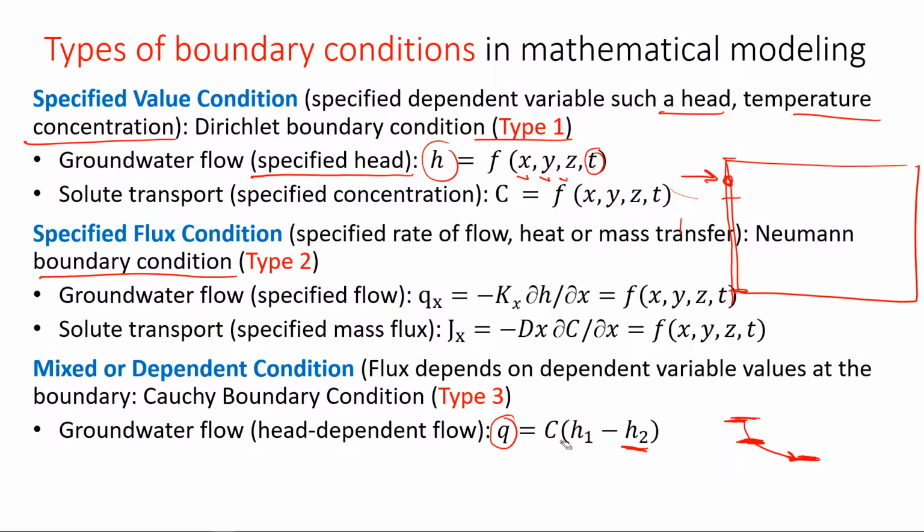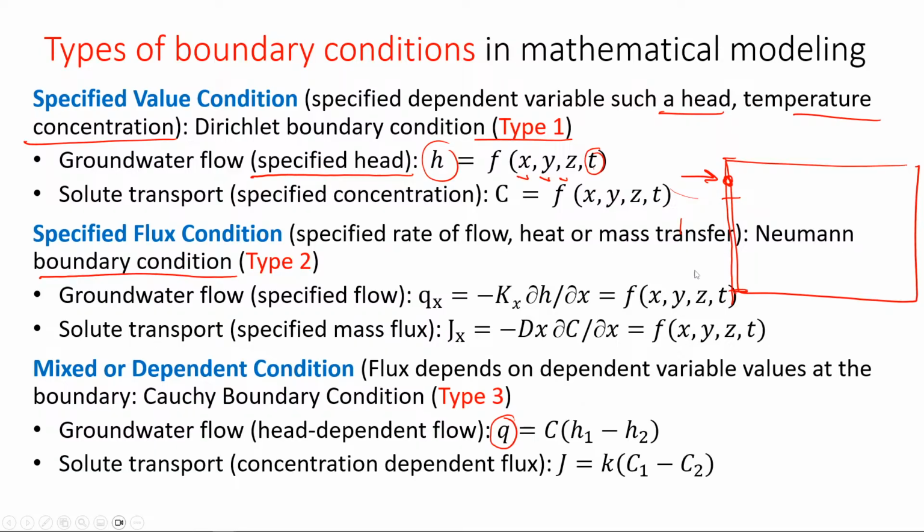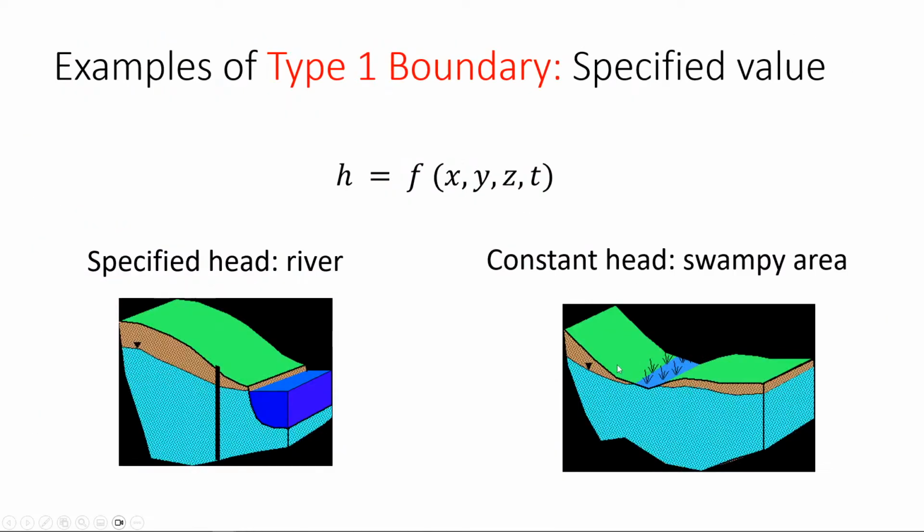And this riverbed conductance is controlled by several factors, like the hydraulic conductivity of the riverbed, for example, and some dimensional factors that I will be showing you later. Same for the solute transport, like the concentration gradient will define this one.